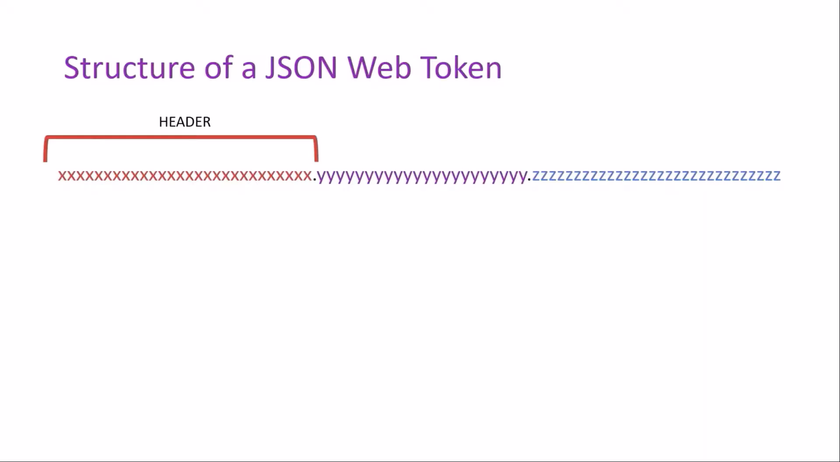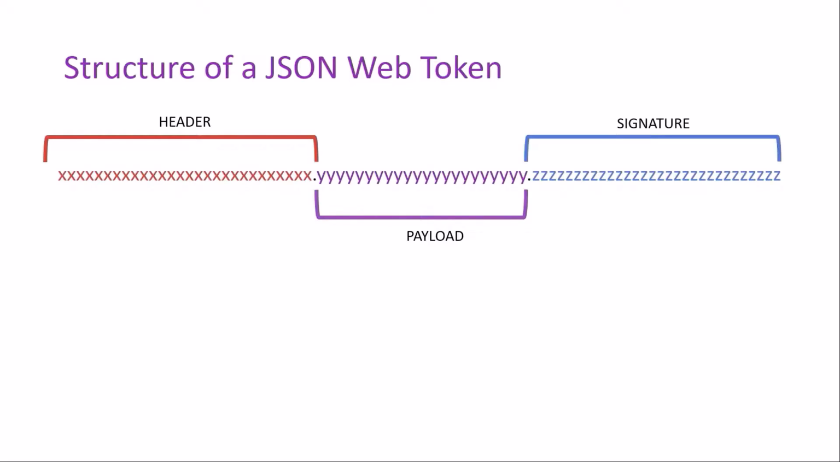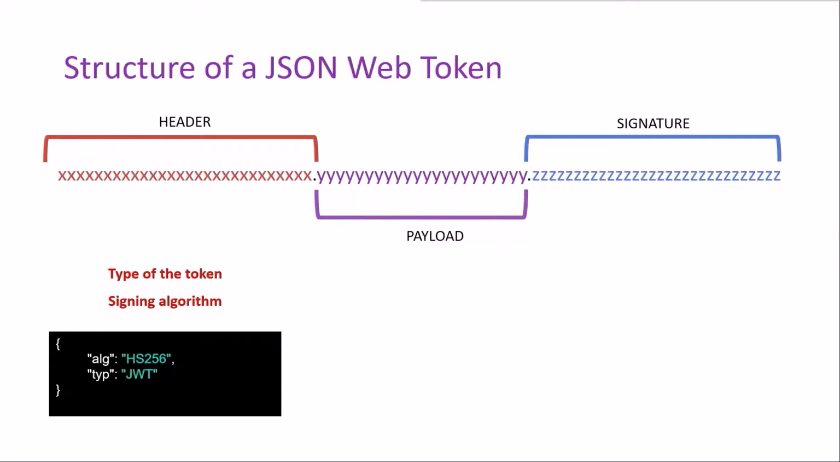In the first section we have the header, in the second section we have the payload, and in the last section we have the signature. Now the header generally has two parts: the type of the token, which is JWT, and the signing algorithm that is used to encode the token. So an example would be this JSON object. Now this JSON object is base64 URL encoded to form the first part of the JWT.